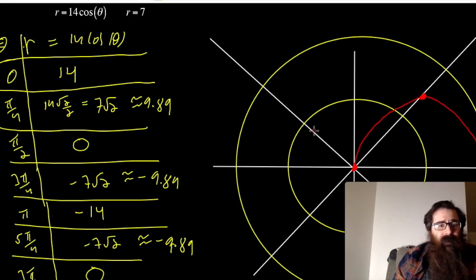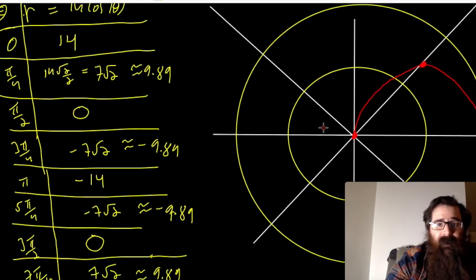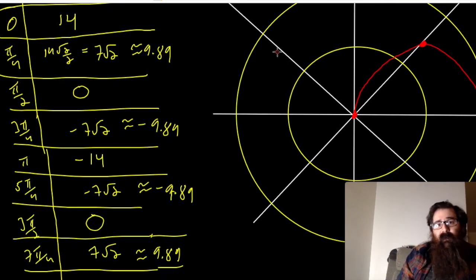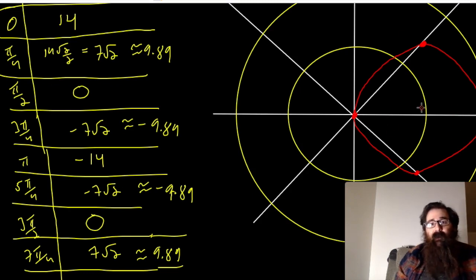And then next we would be at 3 pi over 4. This is negative 9.89. So I have to then travel backwards through it. So negative 9.89 is around here. Connect to it with a smooth curve. And at pi, we're at negative 14. So I have to travel backwards through to get to negative 14. Connect with a smooth curve. Now, I don't really need the rest of my table. If I went through the rest of these values and plotted them, it would just retrace the same curve. So in fact, I'm kind of done here.